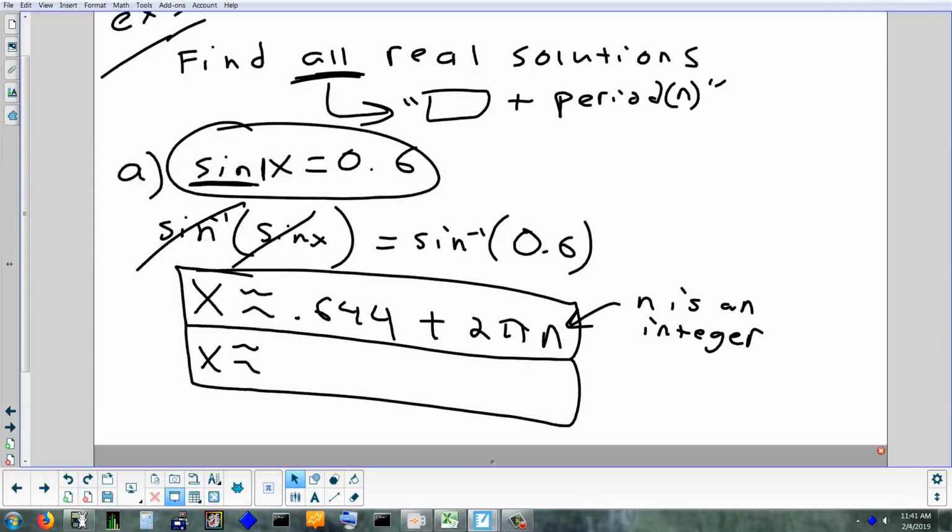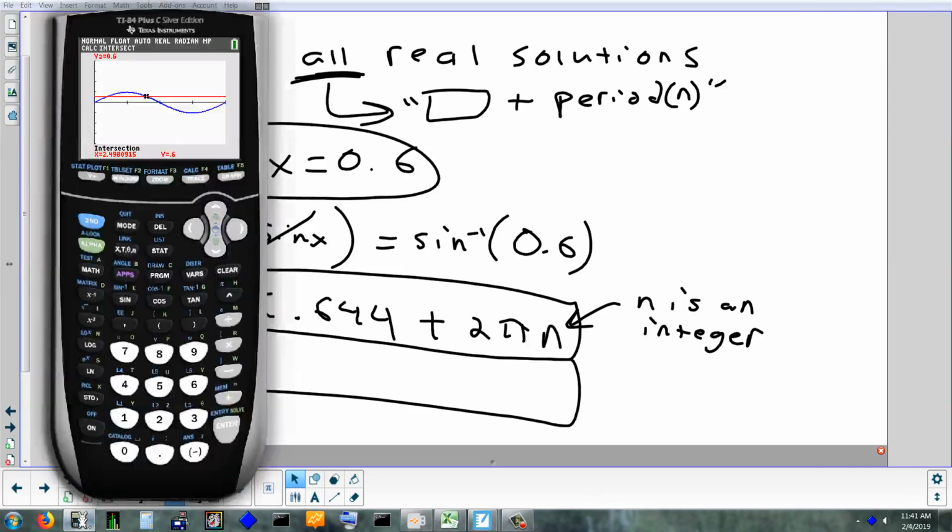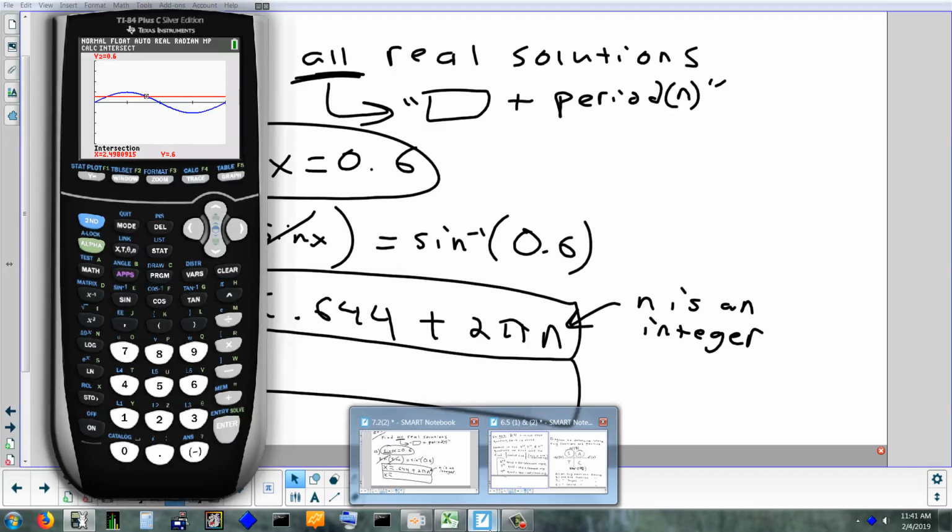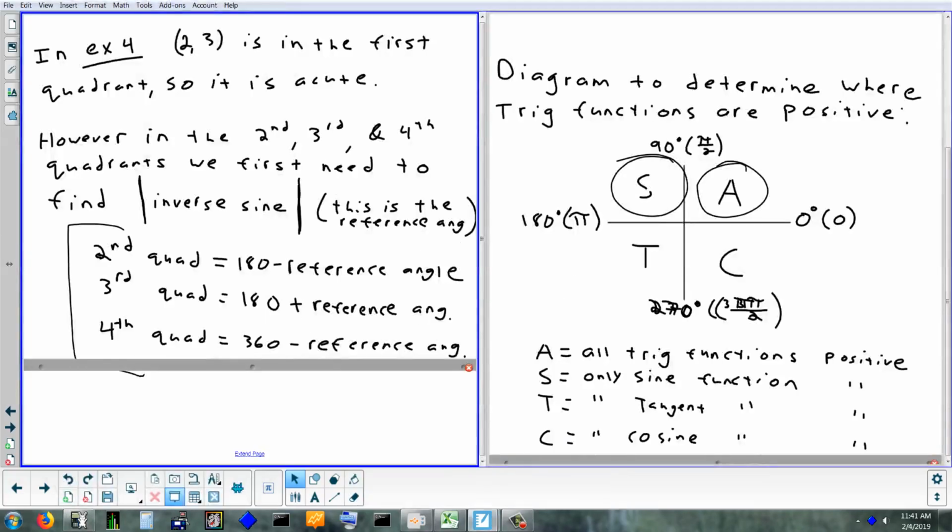Look at the original problem. It says sine of x equals 0.6. What kind of number is 0.6? And by kind of number, I mean positive or negative? Positive. It's positive. So let's bring up our chart. We're looking for where the sine is positive.